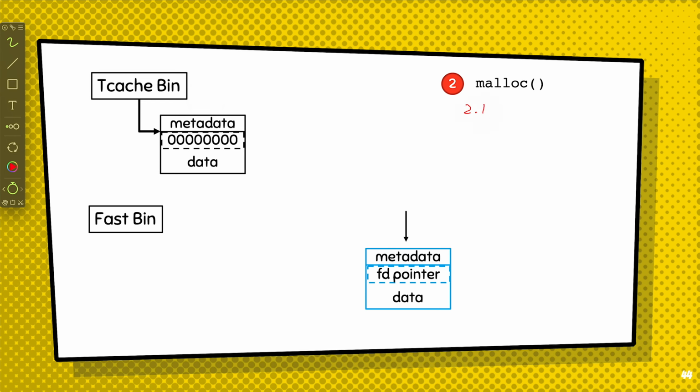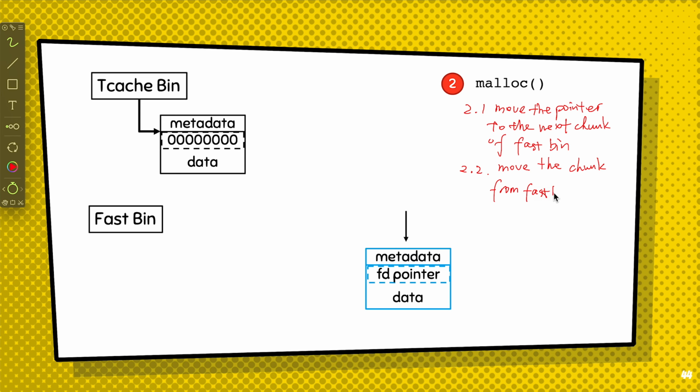So the first small step for malloc is that we're going to move the pointer to the next chunk of Fastbin. And then the second is to move the chunk from Fastbin to T-cache bin.